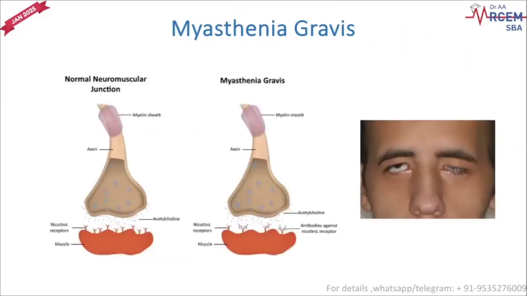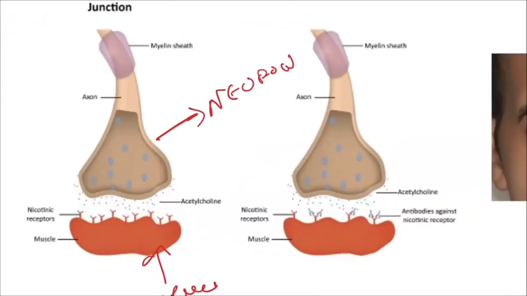What is myasthenia gravis? Myasthenia gravis, like botulism, is a neuromuscular junction disorder. So the neuron is present here, and this is the muscle. Both communicate usually with acetylcholine. Acetylcholine is basically a neurotransmitter with which they communicate. There are nicotinic receptors, acetylcholine receptors, over the muscle. The neuron releases this acetylcholine and communicates with the muscle.